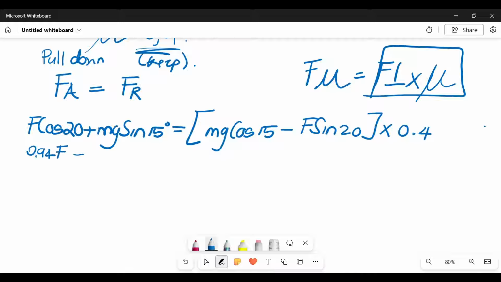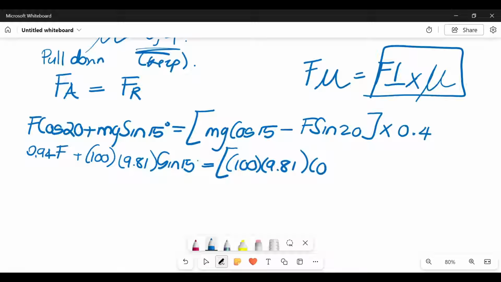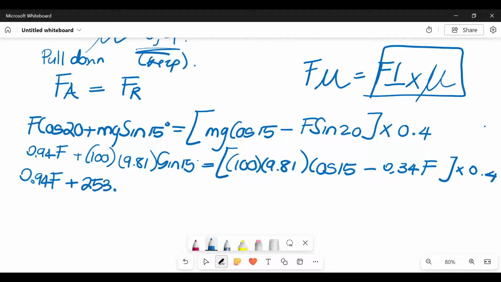Cos of 20 is 0.94F plus sine 15 was 0.259. Oh, there's mg happening over there. Not me confusing myself for no reason. 9.81 sine 15. Then on this side we have the same situation. 100 times 9.81 cos 15 minus sine 20 becomes 0.34F, times 0.4. Okay, then now we're just simplifying it even further. You can just punch it into your calculator exactly as you see it, just so you don't confuse yourself with all the numbers.